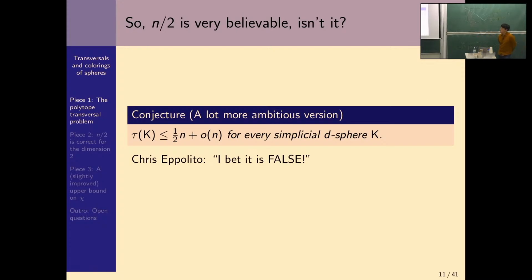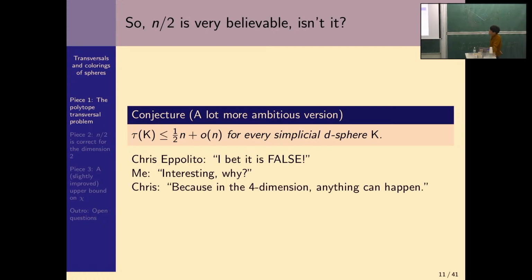Usually they believe the conjecture and try to figure out how to prove it. But when I arrived at Binghamton University last year and presented this problem, a graduate student, Chris Ippolito, said, "I bet it is false." It was a very interesting response to me, so I asked him why. And he said that in the 4th dimension, anything can happen.